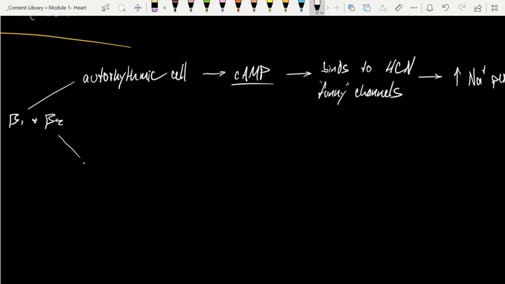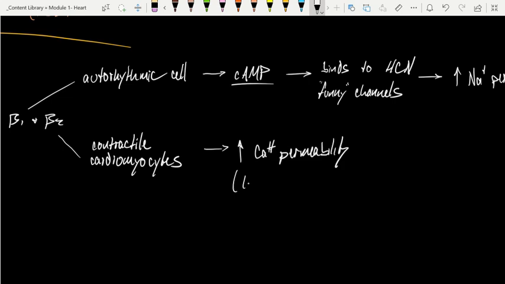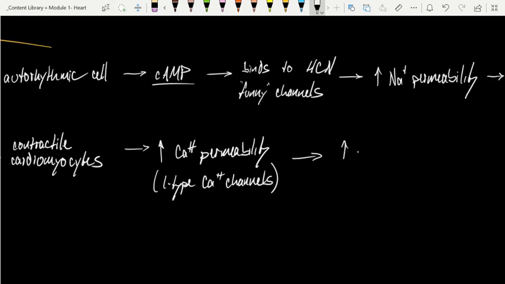Now the beta-2 receptors work on a similar principle, but these are on the contractile cardiomyocytes. Same principle. It's a G-protein coupled receptor. We're going to activate the downstream effectors. And in this case, just to keep it short, we're going to increase calcium permeability. This is through the L-type calcium channels, the voltage-gated channels that are open during the plateau phase of the action potential of the cardiomyocyte. And the take-home message here is increased calcium coming into the cell equals stronger contraction.